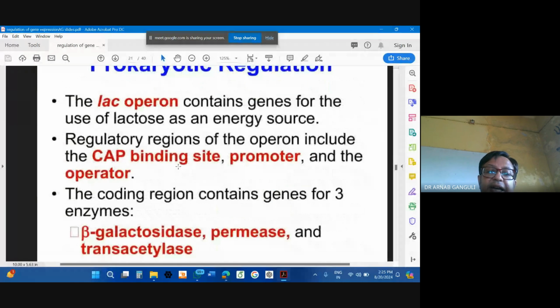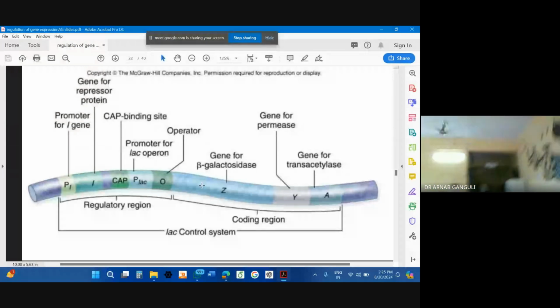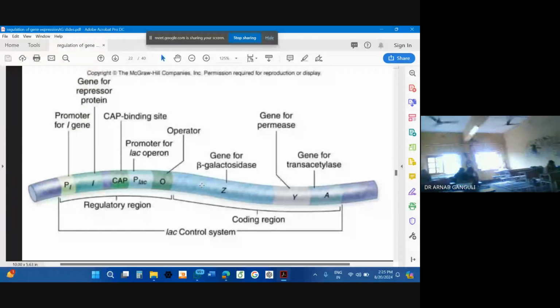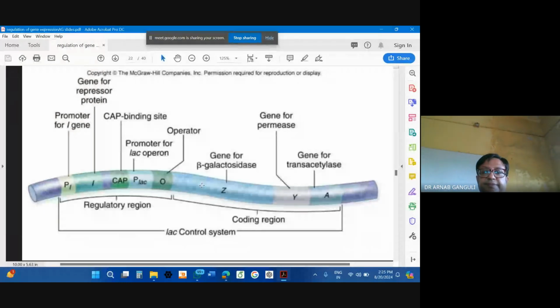So let us go to the lac operon. So go to this page where the lac control system diagram is. ये वाला diagram. You have promoter for I gene. Then you have the I gene. I gene, what does it do? It secretes a repressor protein. Stops repressor. बंद कर देता है transcription of lactose genes.